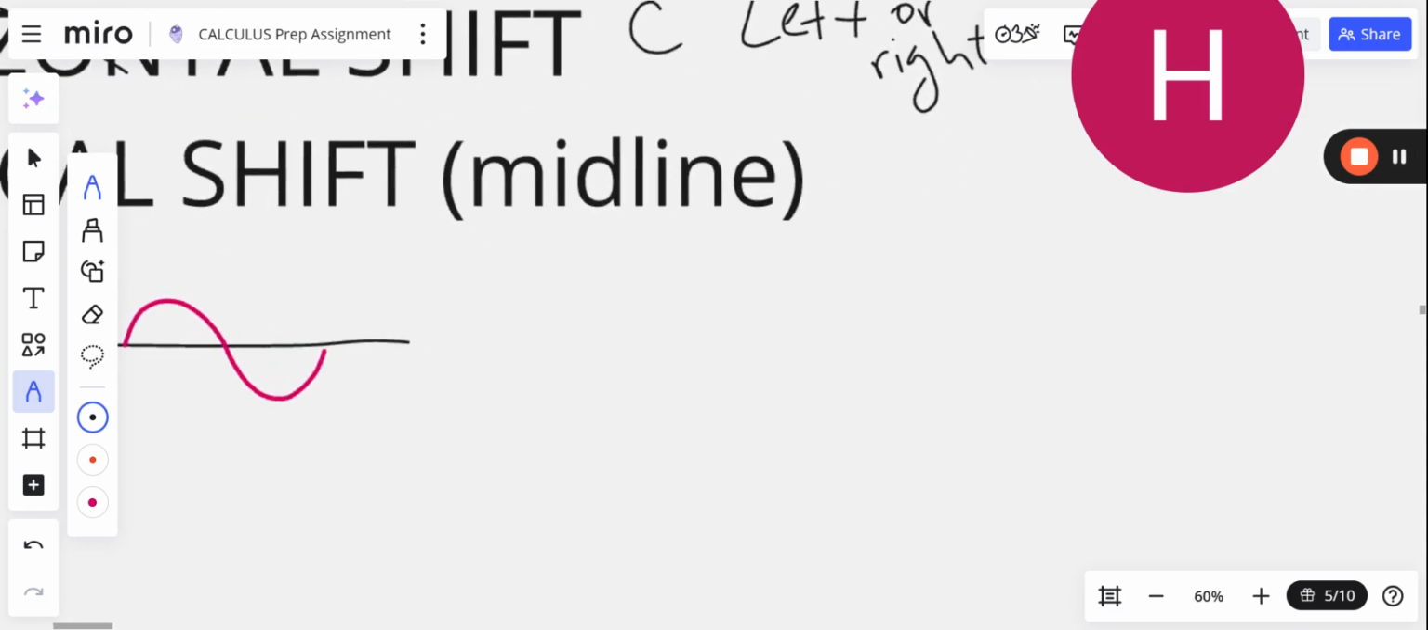So the vertical shift is d units, either up or down, depending on the value of d. If it's positive, it goes up. If it's negative, it goes down.